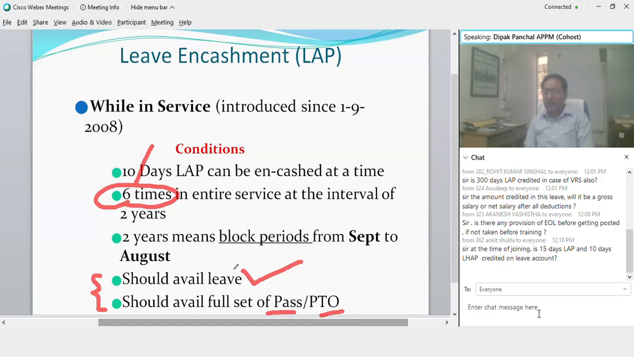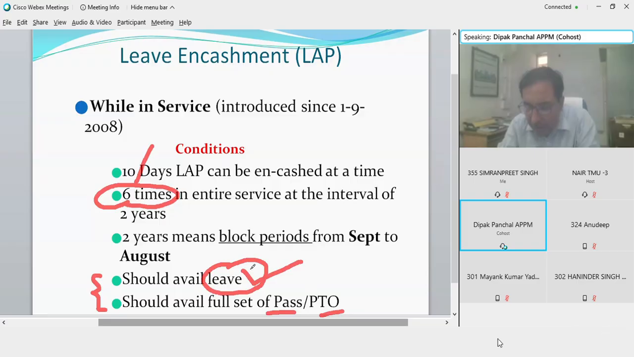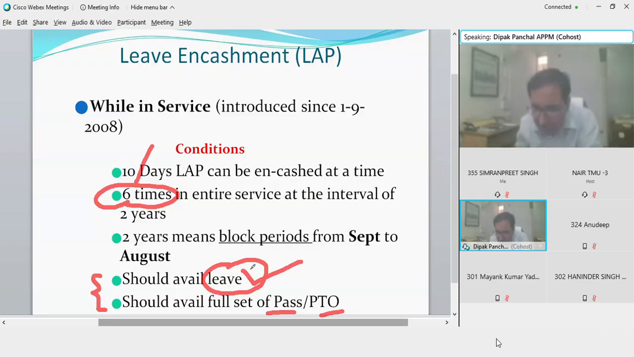And here leave means any kind of leave. Leave means leave, sick leave. In sick leave, you can't leave the headquarter. You can avail CL even. Casual leave can be availed for availing 10 days of LAP encashment.